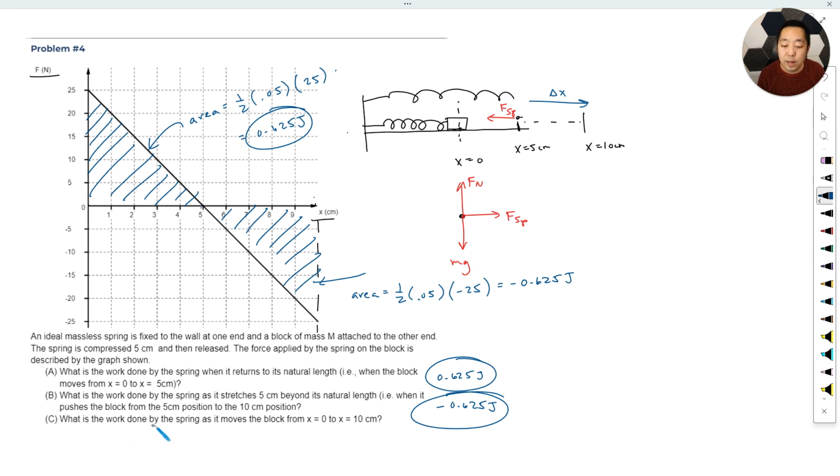What is the work done by the spring as it moves the block from 0 to 10 centimeters? If we look at the total work, the work here and the work there, this is going to be 0 joules, because it's the 0.625 plus the negative 0.625, which gives us 0.